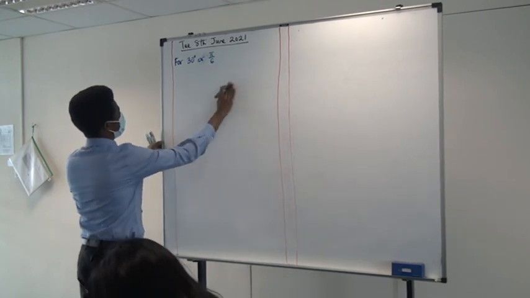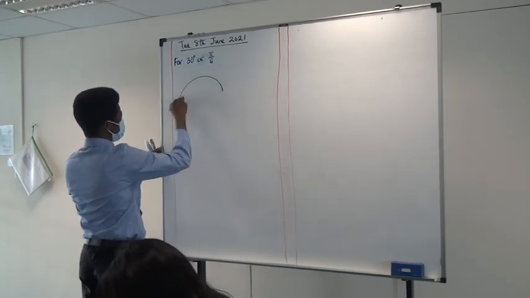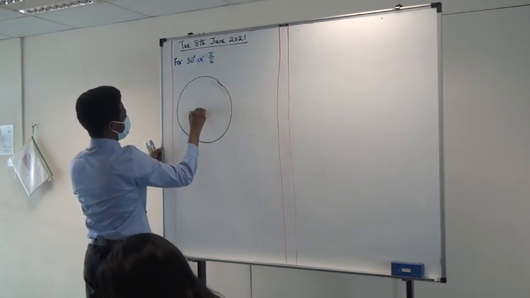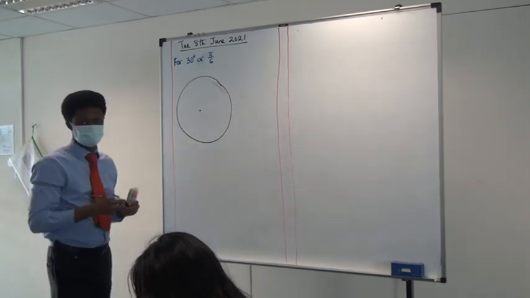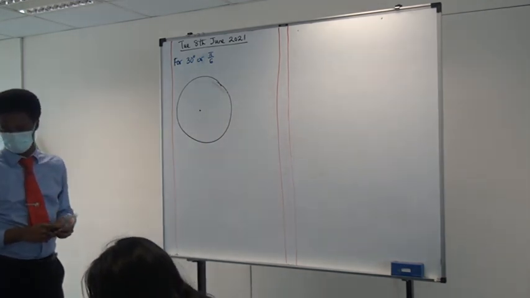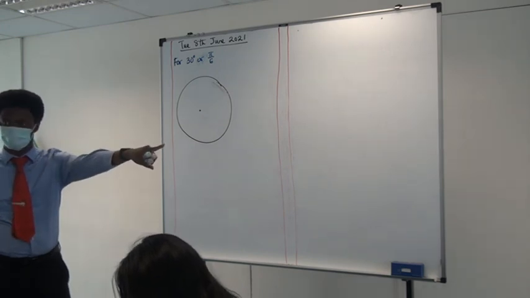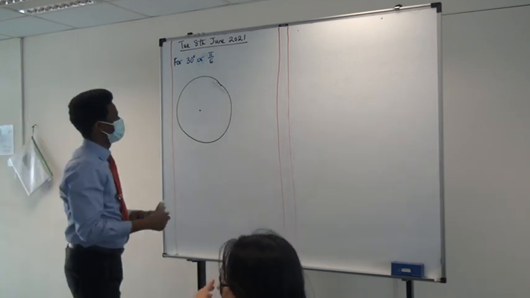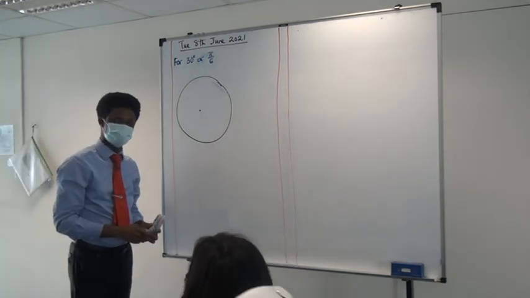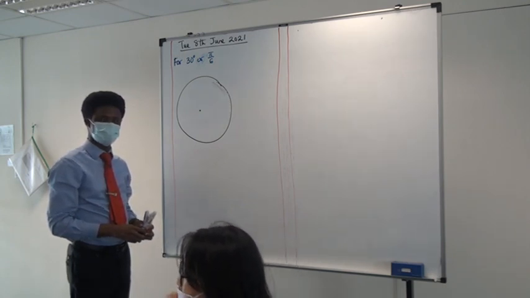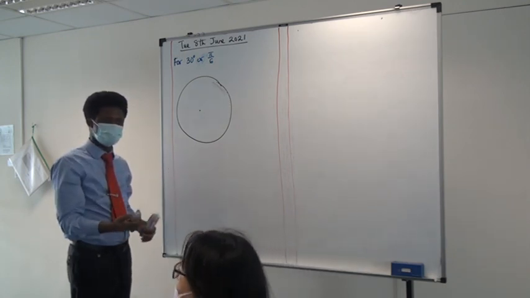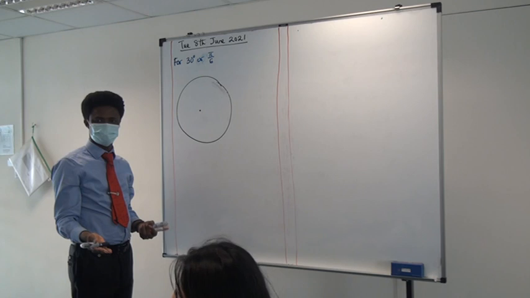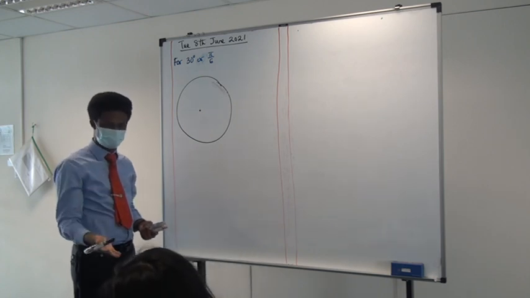So, let's have our unit circle to begin with. Of course, by unit circle, we mean what again? A circle with radius 1. You don't just say radius of 1. Unit circle doesn't mean radius of 1. Unit circle means a circle with radius of 1.